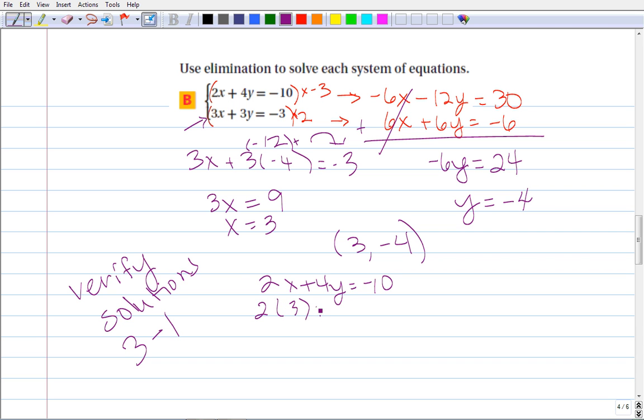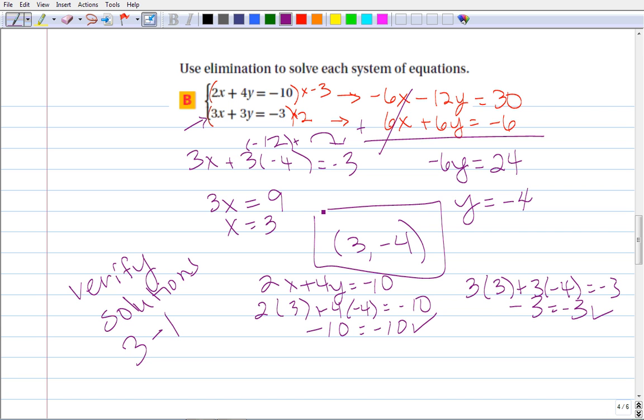So 2 times 3 plus 4 times -4. And this is just to check. So here I get 6 plus -16. I get -10 equals -10, and that one works. And then, of course, you have to do the other one as well. 3 times 3 plus 3 times -4 equals -3. So we have 9 plus a -12. We get -3 equals -3, and that works again. So it turns out this is actually a good solution. If it didn't work, then we couldn't include that, and we would say no solution. So always make sure you're going back and plugging them back in to check your answers.